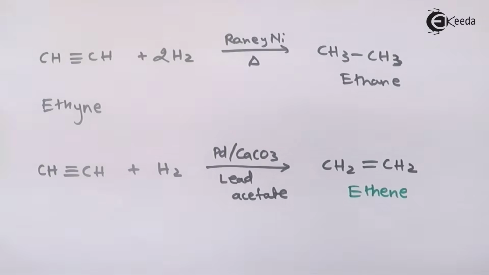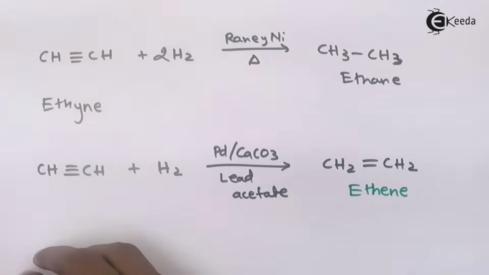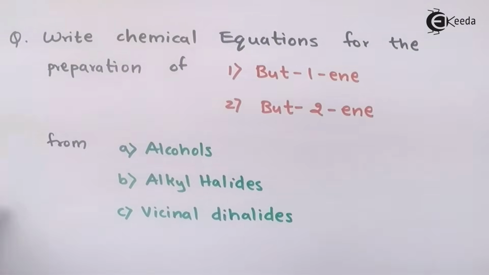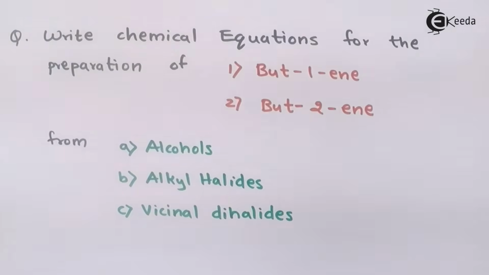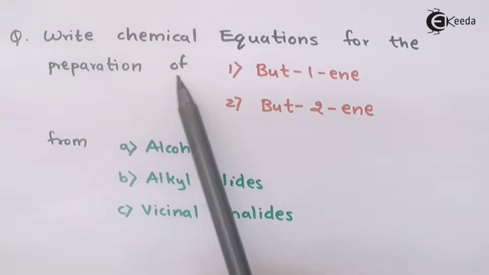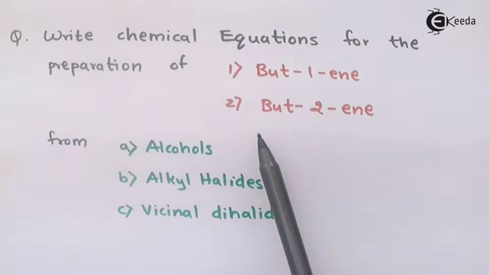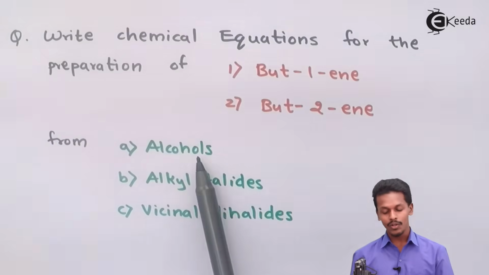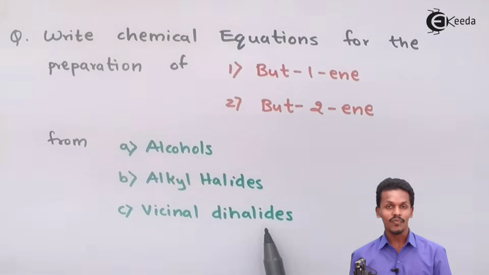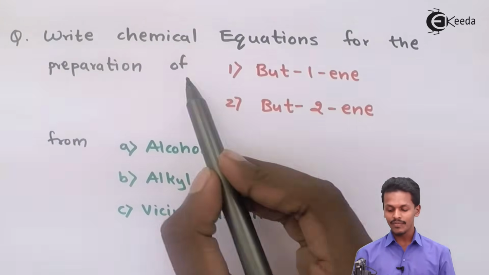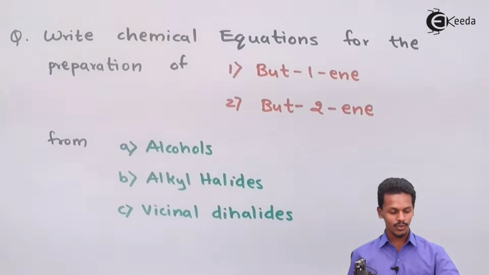Just for a small instant, let me recap all those things by solving the question that we have right now with us. This would be a good recap, and it would be better for us to understand how we can solve this. The thing that has been provided to us is: write the chemical equation for preparation of but-1-ene, as well as but-2-ene, from alcohols, from alkyl halide, and from vicinal dihalide. Talking about the first thing, we have to prepare but-1-ene.